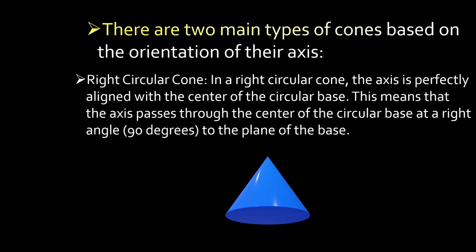There are two main types of cones based on the orientation of their axis. Right circular cone. In a right circular cone, the axis is perfectly aligned with the center of the circular base. This means that the axis passes through the center of the circular base at a right angle, 90 degrees, to the plane of the base.